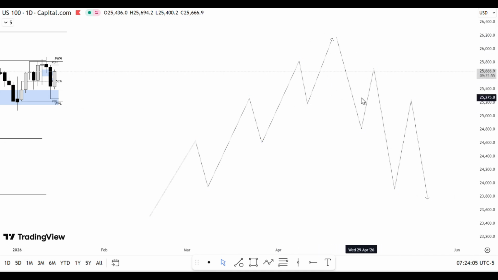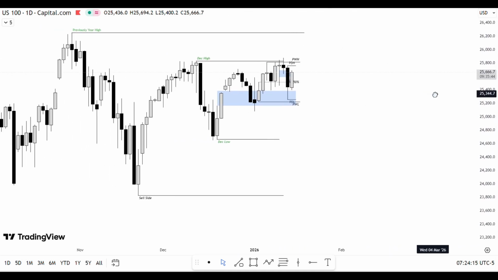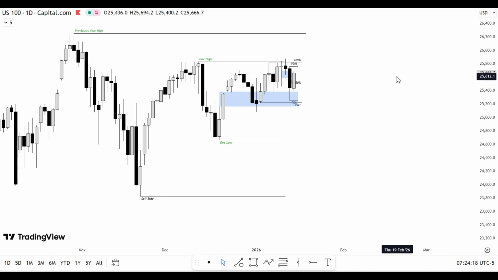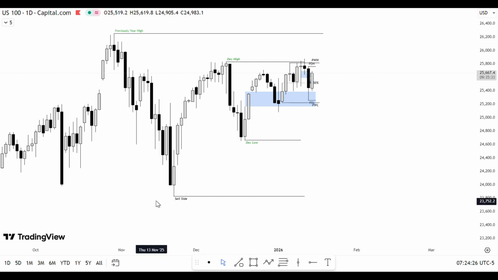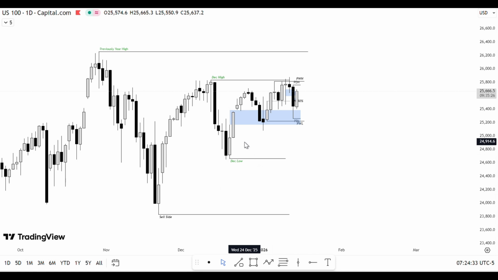But if you apply MMXM market maker model to these, you will better know what is the future move, and if you apply the time cycle, you will better know where are we for now. Okay. So at the daily time frame, this is December high, this is December low, this is previous year high 2025 not low. This is just a simple sell side. I think it's November. Yeah, November.